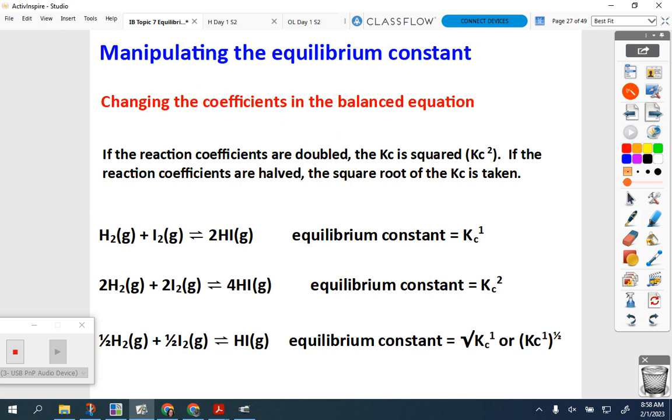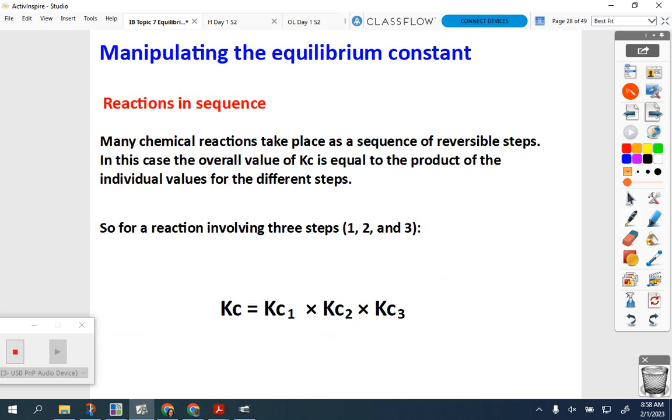And then the last thing is when we have a system of reactions that are happening in sequence. So we have the first initial reaction, then a secondary reaction, and a third reaction that happens afterwards. We are going to take the product of the individual Kcs, because the equilibrium of the first is going to affect the equilibrium of the second. They're not independent of each other in that regard. So you're going to end up multiplying them. This is for the last one. So it's going to be multiplying.